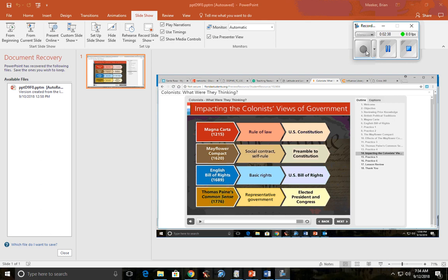All right, so we put that all together. Magna Carta, rule of law. Mayflower Compact, self-government. English Bill of Rights, basic individual rights. Thomas Paine's Common Sense, representative government. That, ladies and gentlemen, is what you need to know.